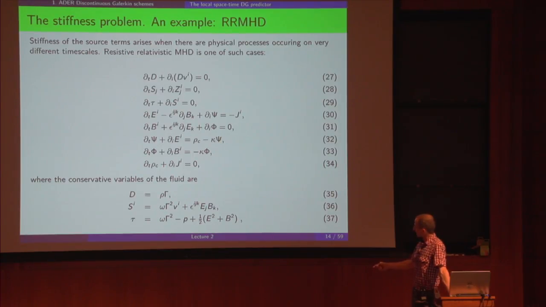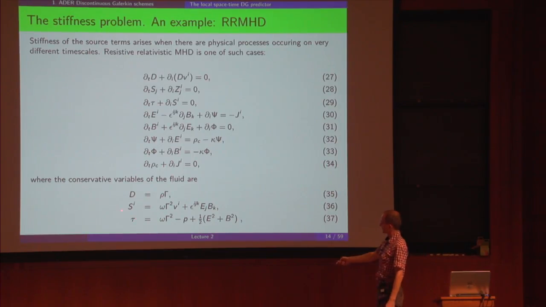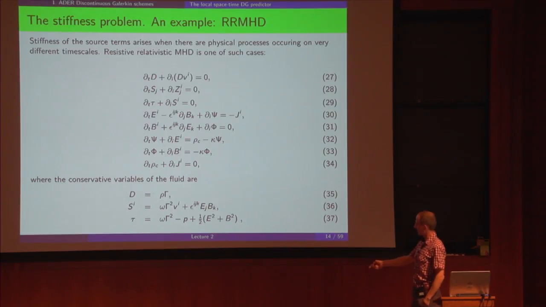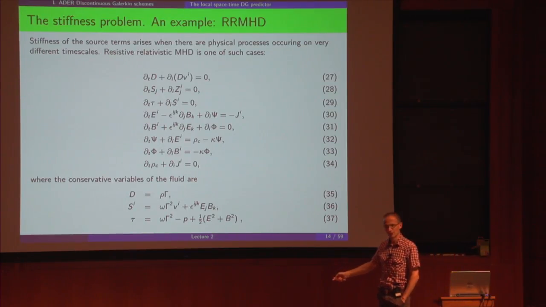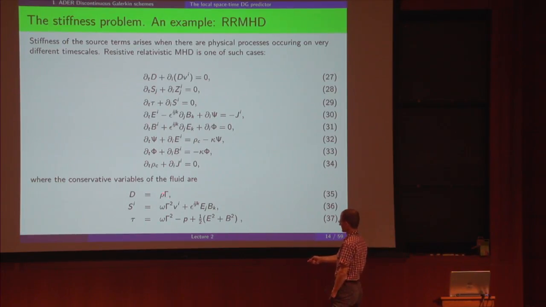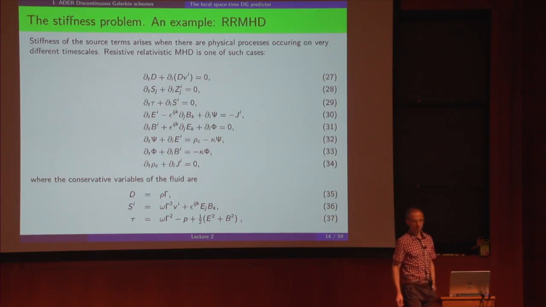Then the charge conservation equation. And here you have your quantities. You may be already familiar with them. I'm using the same notation as Charles yesterday. He had gamma, big gamma, for the Lorentz factor.